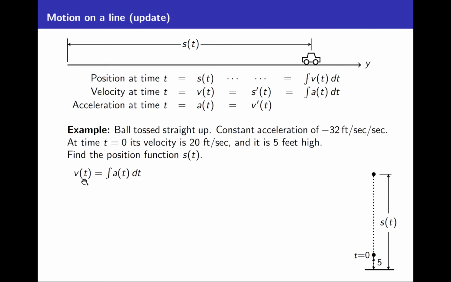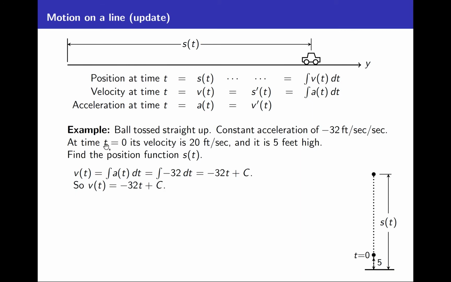So the velocity at time t is the integral of a of t dt. And our a of t is minus 32, so we have the integral of minus 32 dt. So what's an antiderivative of minus 32? Well, that would be minus 32t plus c. Just a simple antiderivative problem. So we have a formula for velocity. V of t equals minus 32t plus c. But we don't know what c is.